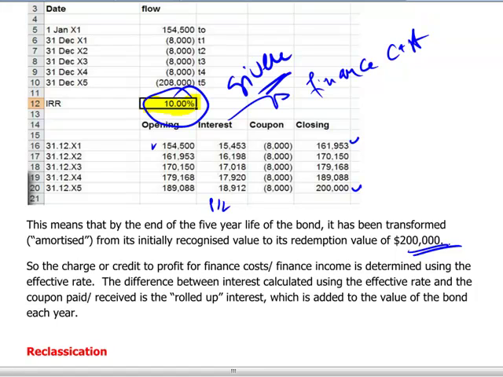How will we do this? If it's a liability, like in this case, we will charge finance cost in P&L, or if you talk about an asset which is going to be kept at amortized cost, what we will charge is financing income.